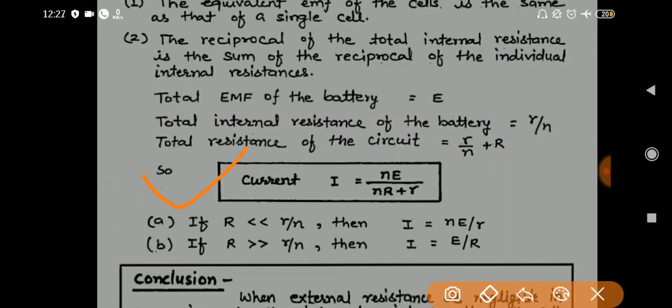I is equal to E by r by n plus R. By taking LCM we get I equal to nE by r plus nR.